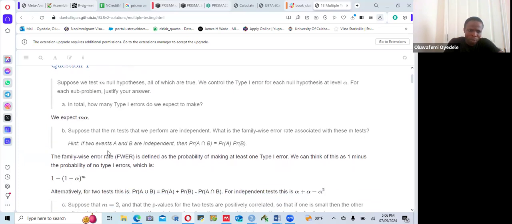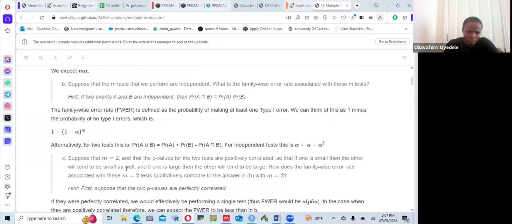Part B: suppose that the M tests we perform are independent. What is the family-wise error rate associated with these M tests? The hint: if two events A and B are independent, then the probability of A intersection B is the product of the probability of A and the probability of B. The family-wise error rate is defined as the probability of making at least one type one error. We can think of this as one minus the probability of no type one error, which is one minus (one minus alpha) raised to the power of M.